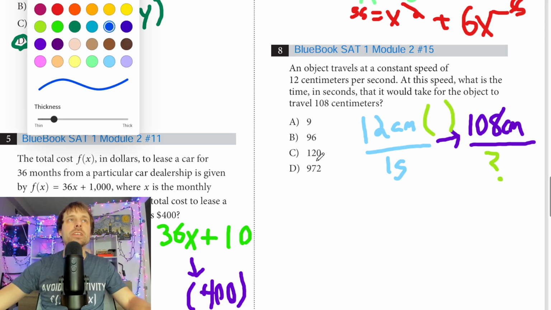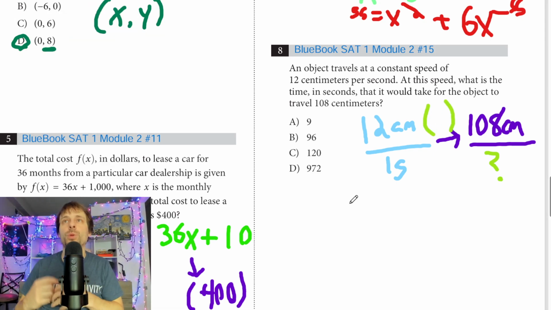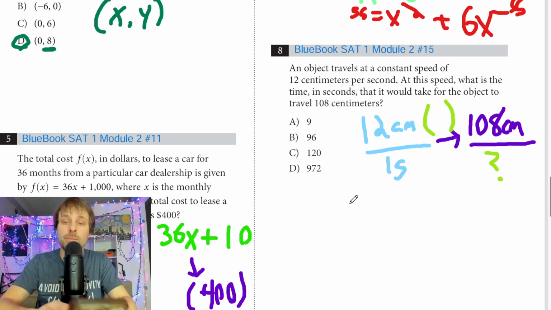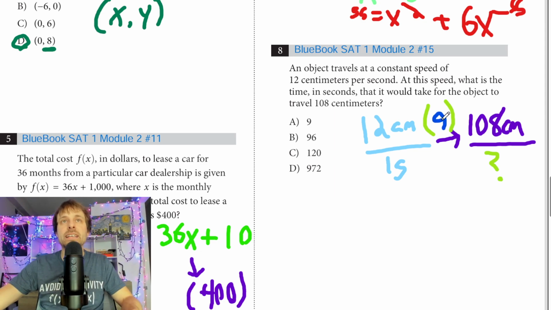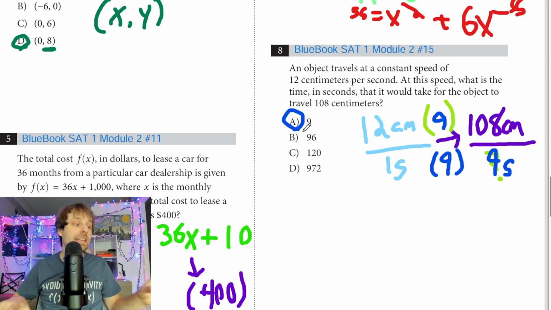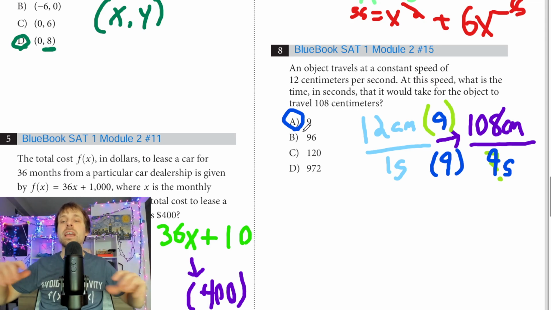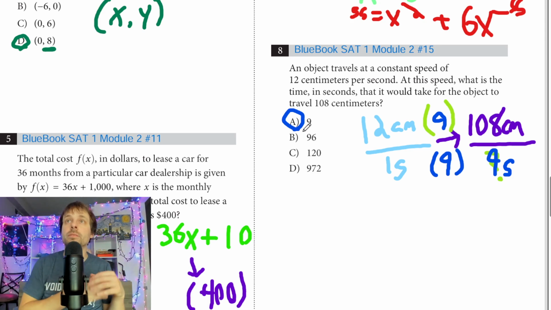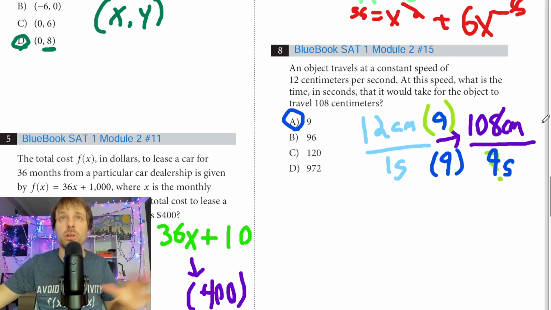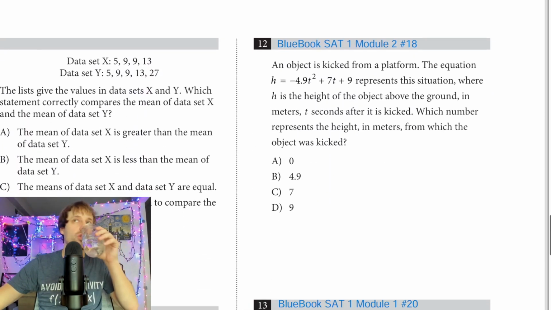Never think of our relationships as additive. They're always going to be multiplicative. That is, there's always going to be something that's multiplying that's changing a relationship. So I just say, what is multiplying by 12 to get 108? And it's 9. So if I multiply by 9 here, I should multiply by 9 here, and I should get 9 seconds, or A for number 8. Again, even though these are some of the easier problems, they still help reinforce our ability to build these strong organizational habits that we want for the harder problems. Let's jump down to number 10.